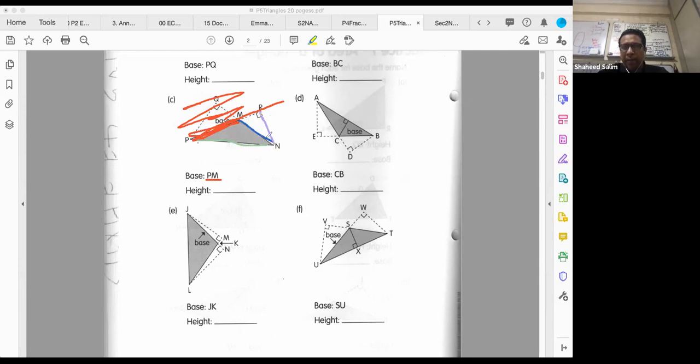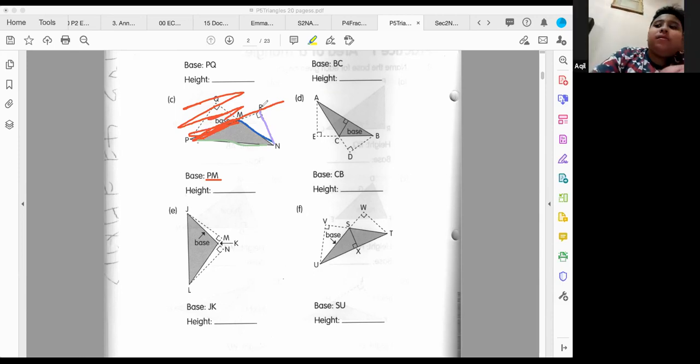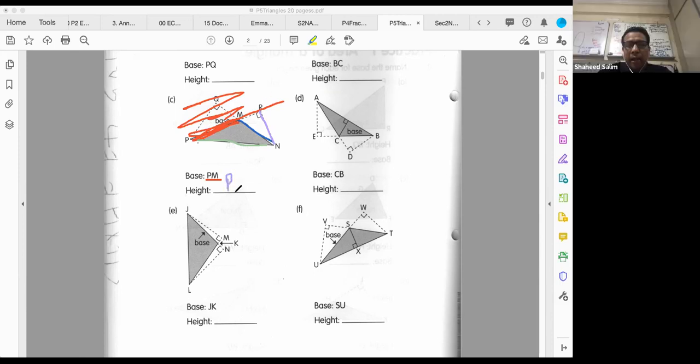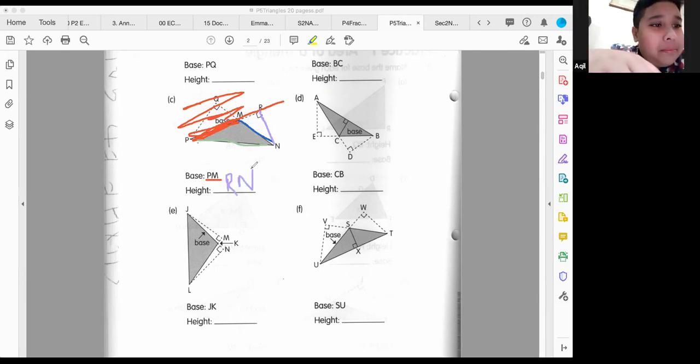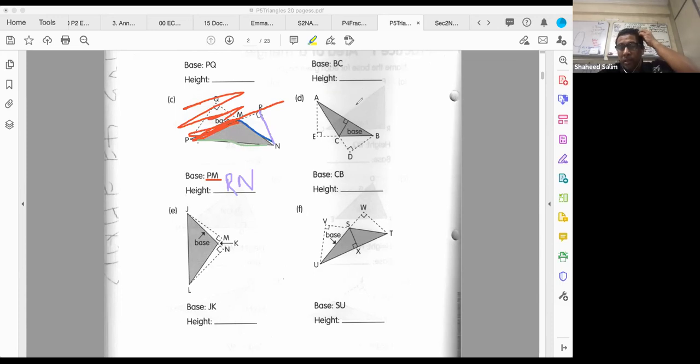Remember, the leg must touch it at 90 degrees. Only one of them touch at 90 degrees. Which one, Akil? Green, blue, or purple? Which one touch this one at 90 degrees? Purple. Purple, correct. So the answer is RN. This is the height. RN. Okay, now we ask Miss Shafia.